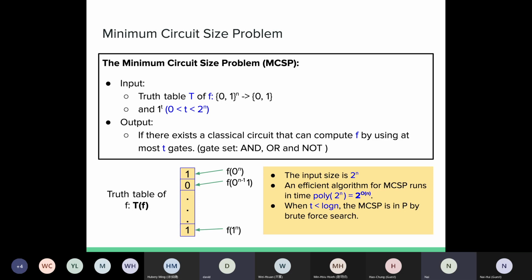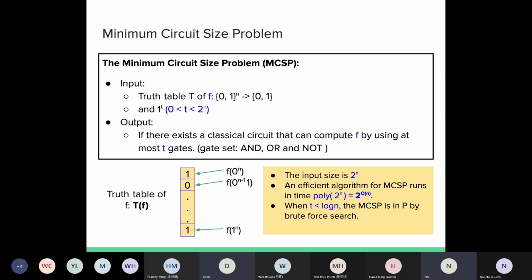Here it's a decision problem. Yeah, it's a decision problem. So we don't need to produce the circuit. We just have to say there exists one. Exactly. Okay. Thank you.